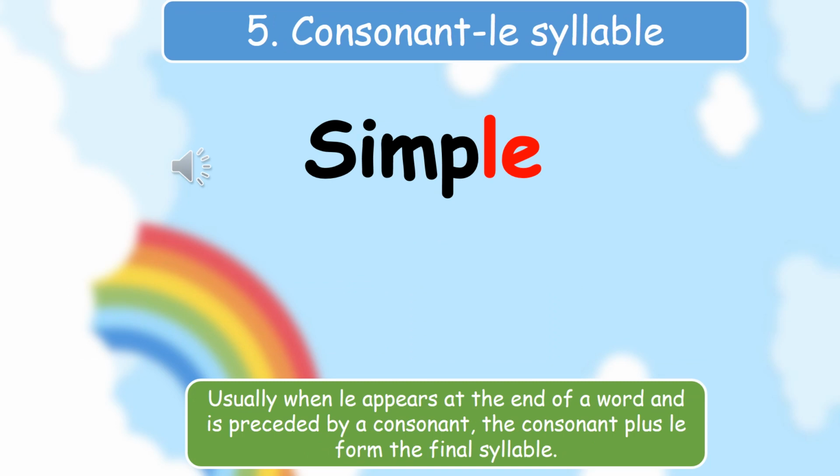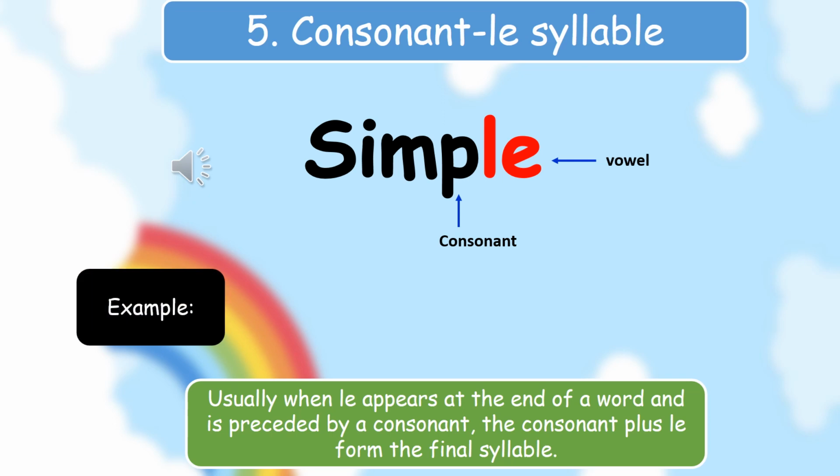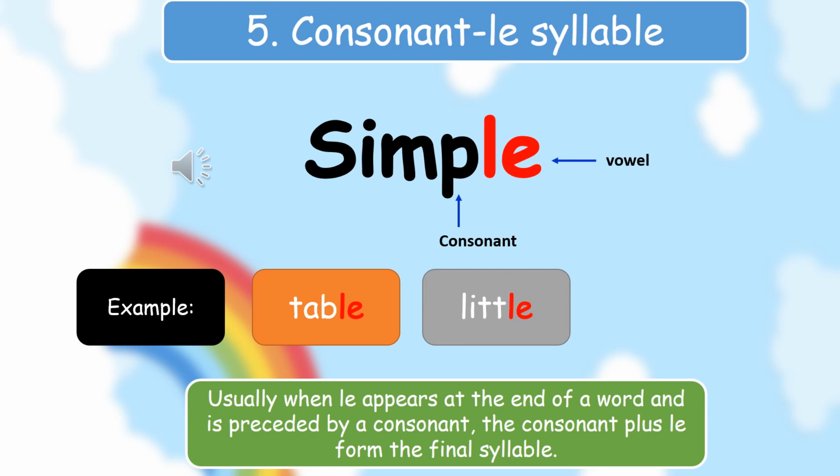Consonant LE syllable. Usually, when L appears at the end of a word and is preceded by a consonant, the consonant plus LE form the final syllable. Example: table, little, handle.